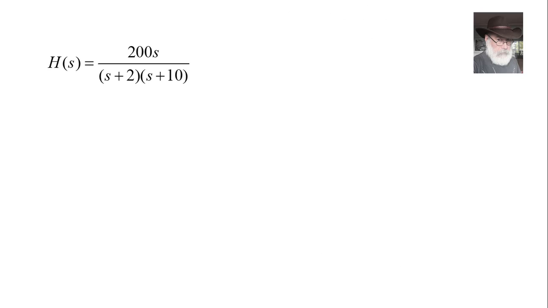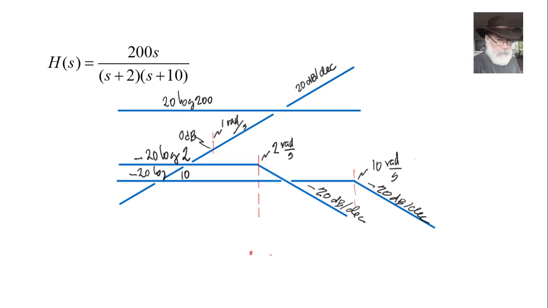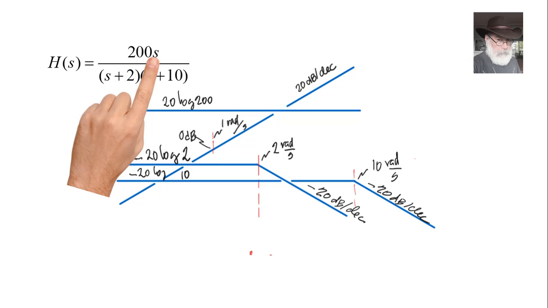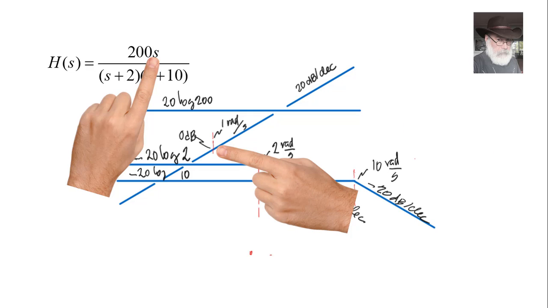Our first example is a very simple transfer function. It has 4 terms: a constant, 200, a zero at 0, a pole at 2, and a pole at 10. Each one of those 4 components will have a contribution. For the constant at 200, the contribution is this horizontal line with a value of 20 log of 200. The zero at 0 includes this infinite slanted line with a slope of 20 decibels per decade that crosses 0 decibels at 1 radians per second.